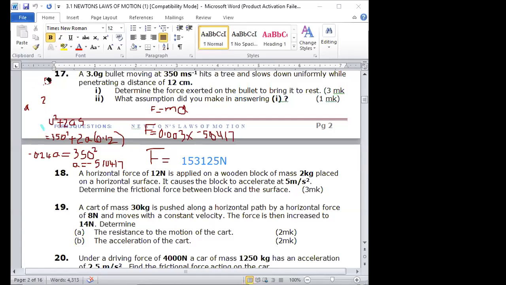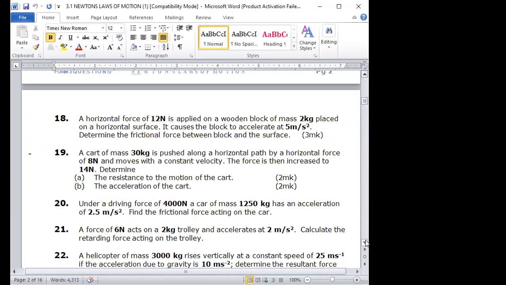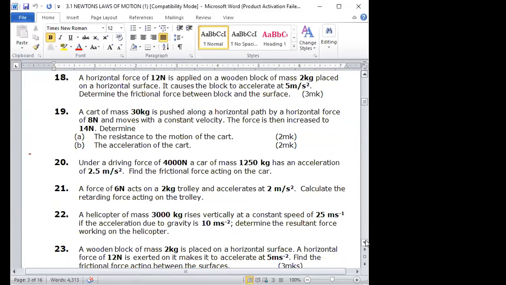We now go to question number 18. A horizontal force of 12 newtons is applied on a wooden block of mass 2 kg placed on a horizontal surface. It causes the block to accelerate at 5 meters per second squared. Determine the frictional force between the block and the surface. So work out on that question. We are in question number 18.